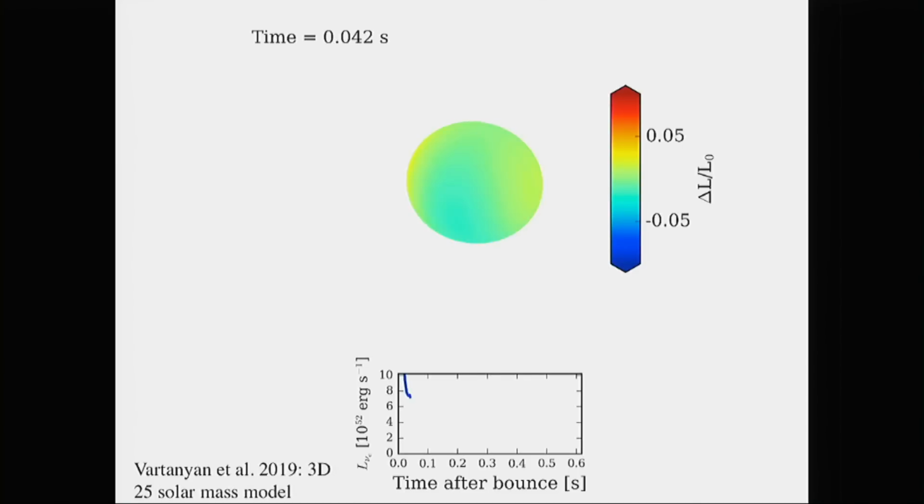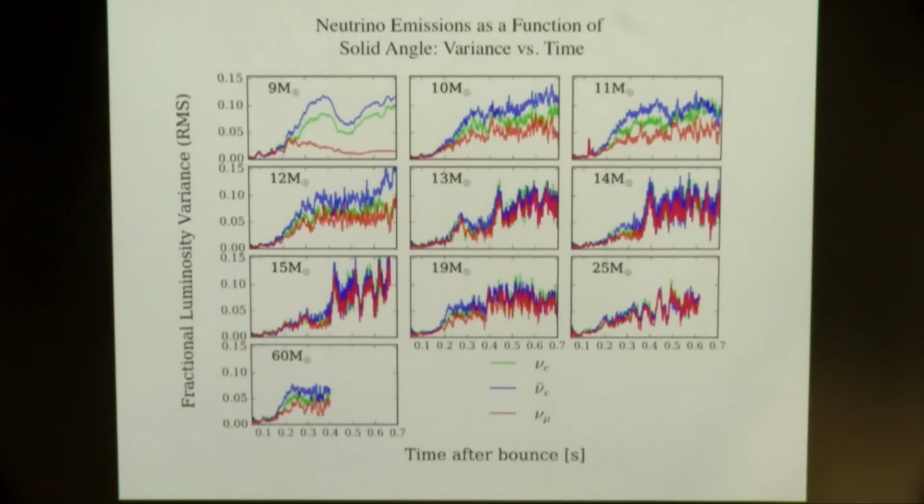We're going to get only one direction. So people should be aware of this type of variation. And in fact, if you look at different models, this is the RMS variation in the neutrino emissions in angle. And you get 10% effects, by and large. Now, this is a detail, perhaps, but we can now calculate this.